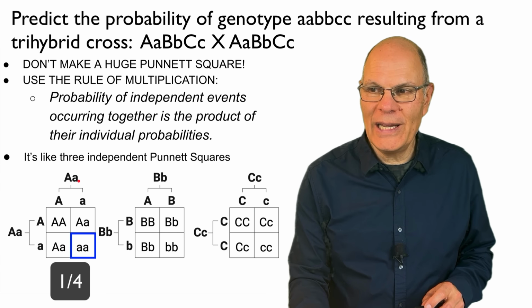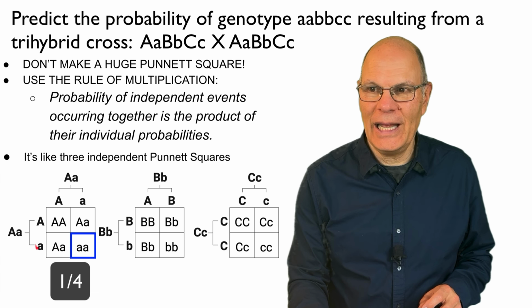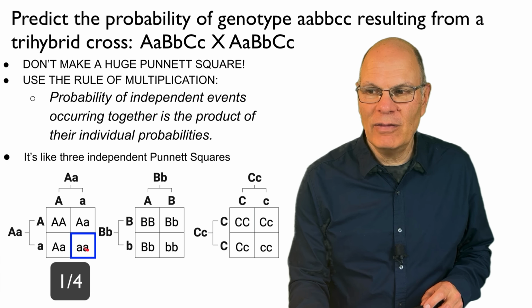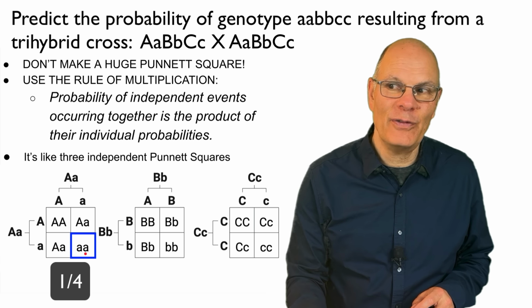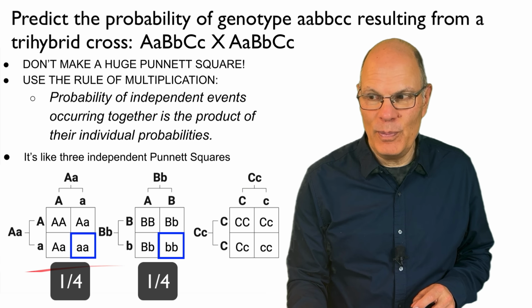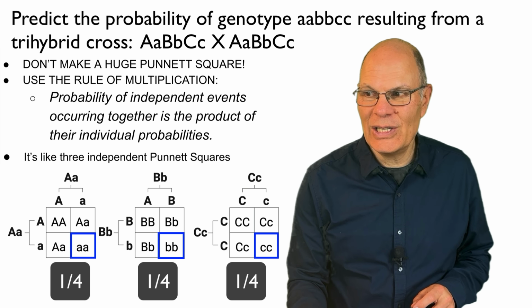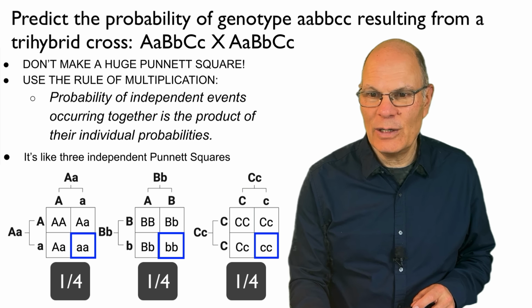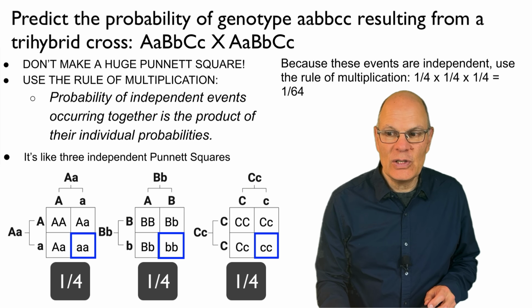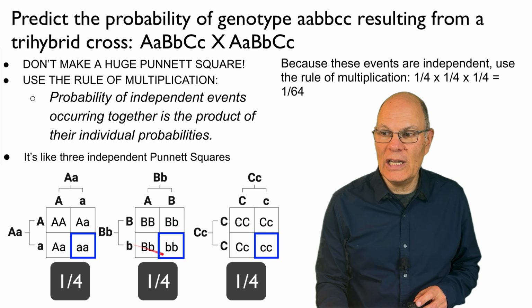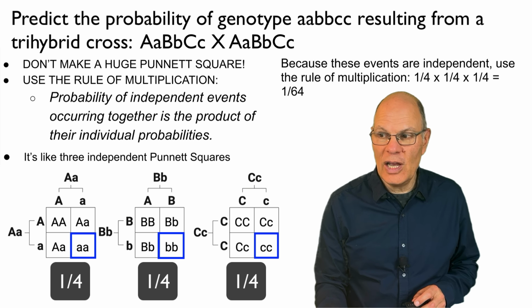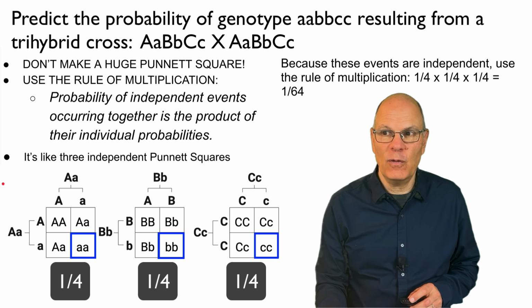In a cross between big A, little a, and big A, little a, the probability of little a, little a is 1 out of 4. It's the same for B, 1 out of 4, and it's the same for C, 1 out of 4. These are independent events, so you use the rule of multiplication. It's 1/4 times 1/4 times 1/4, or 1 out of 64.